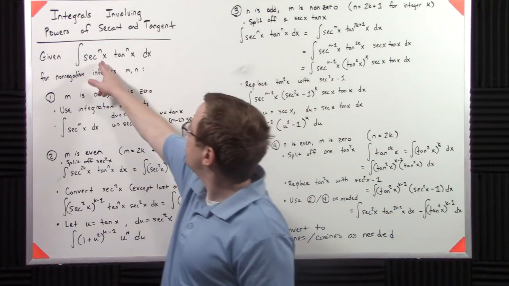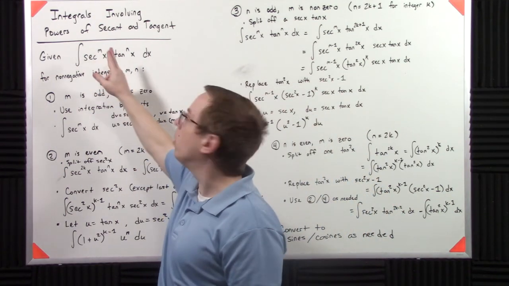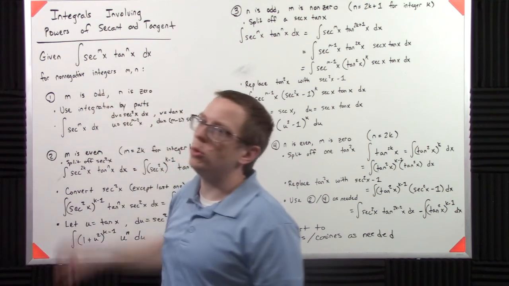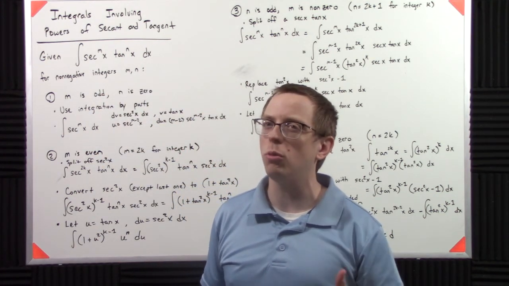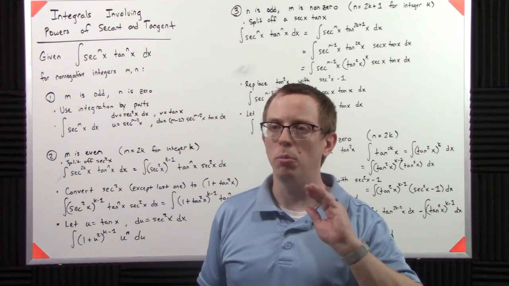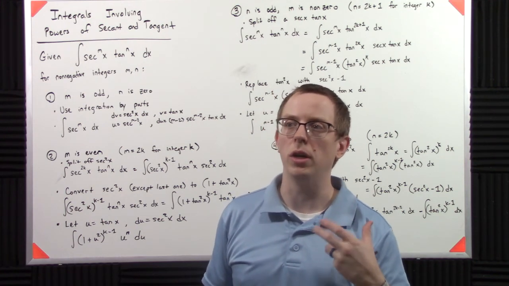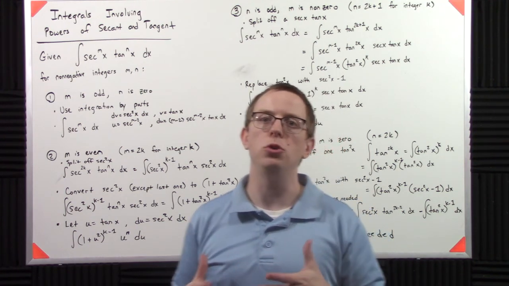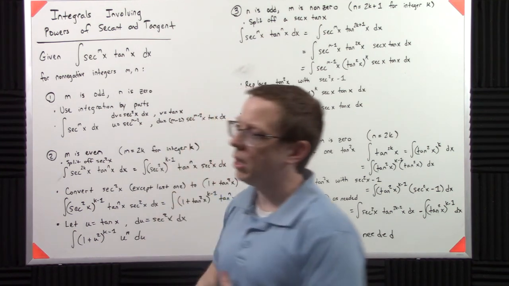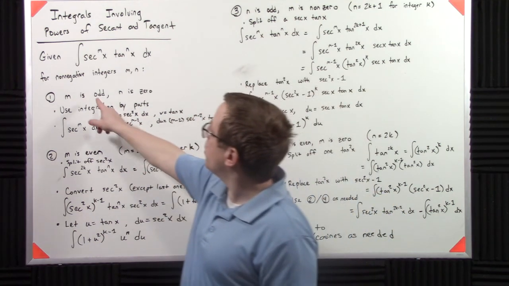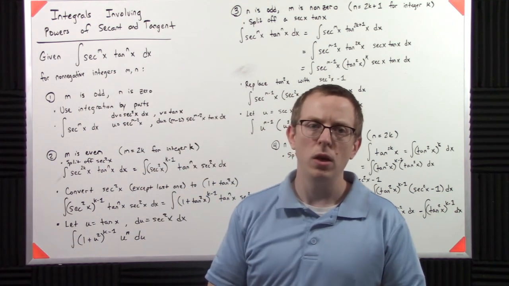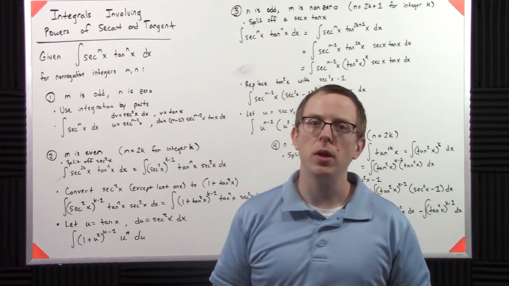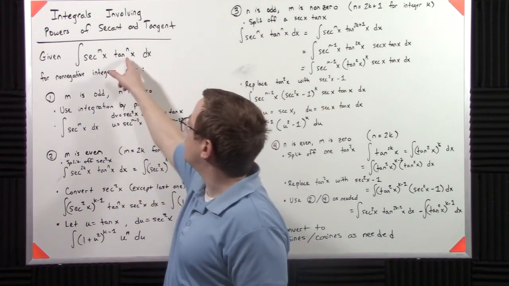So given that same setup where we have secant to a power, tangent to a power, and those integers are non-negative, and this could work for negative integers and it could work for fractional stuff, but we're not going to focus on that now because it gets too hairy too quickly for just straight rules. Now, if you have the case where you only have secant functions and it's odd, you have kind of two cases. So, again, n is 0, so tangent's not there.